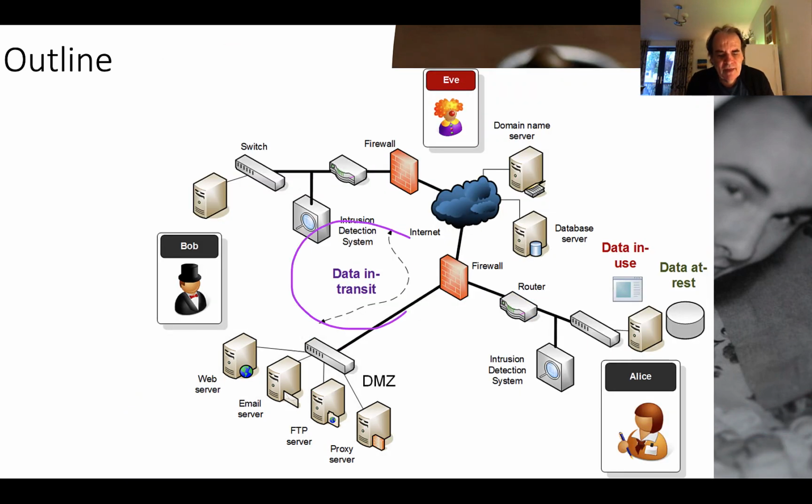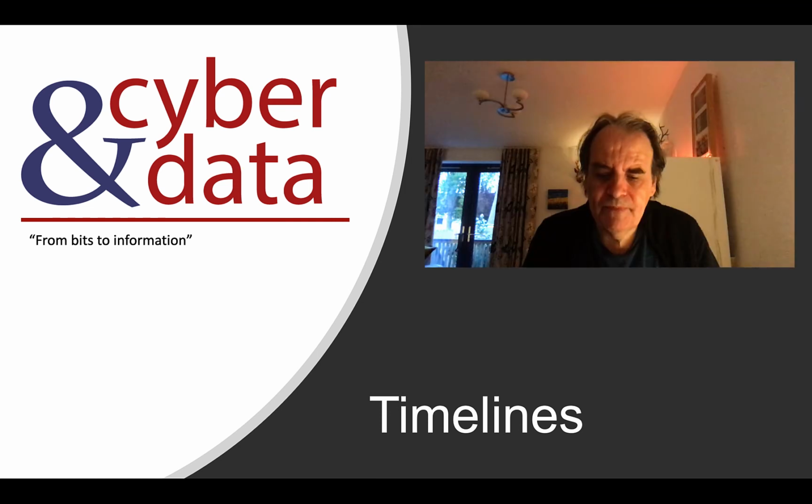So we have data in transit, so we might have devices which are picking up network traffic as it goes. We have data in use, and that's inside the memory and the processor, and also data at rest, and that's files that are stored on our disks.